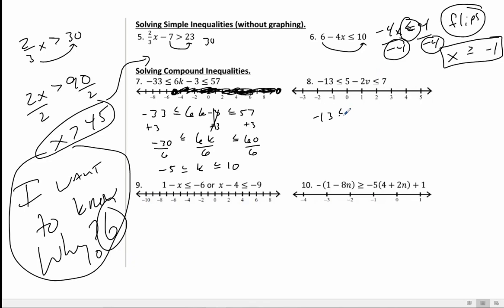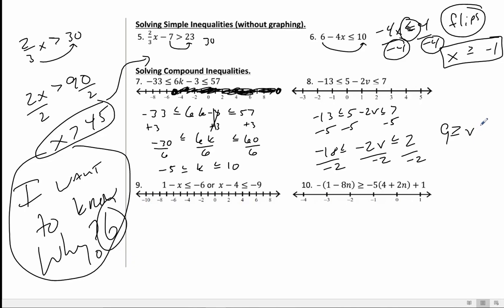Number 8, same thing. Negative 13 is less than or equal to 5 minus 2v, less than or equal to 7. Minus 5 to everything: negative 18 is less than or equal to negative 2v, less than or equal to 2. Now I'm going to divide by negative 2 to everything. This gives me a positive 9. Remember, I'm dividing by negative 2, so these signs flip. Now it's this way. That's a v. This way again, it flips. And that's a negative 1.